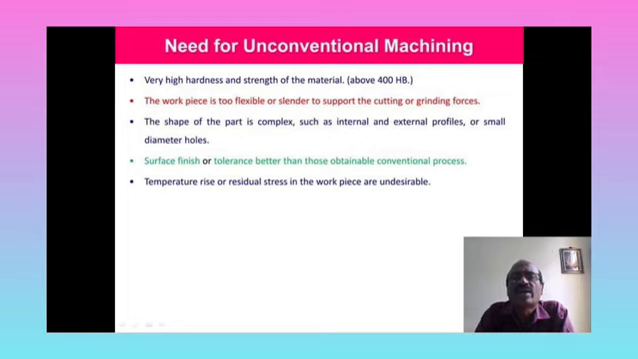The material has very high hardness and strength, above 400 kgf. The workpiece is too flexible or slender to support the cutting or grinding forces. The shape of the part is complex, such as internal and external profiles or small diameter holes. Surface finish or tolerances are better than those obtainable by conventional processes. Temperature rise or residual stresses in the workpieces are undesirable.